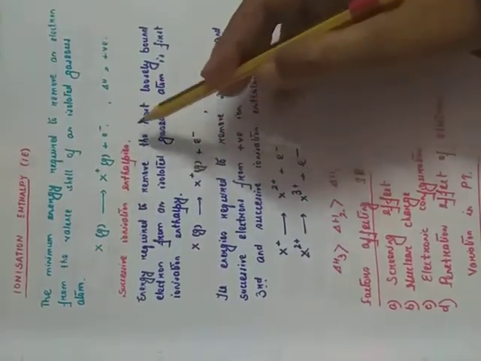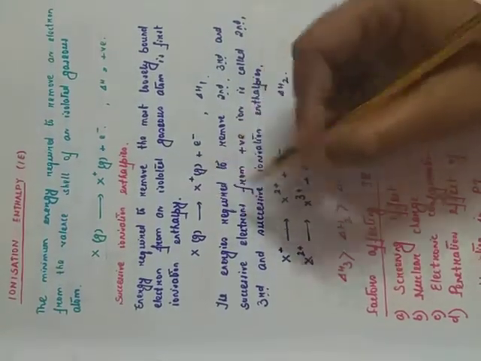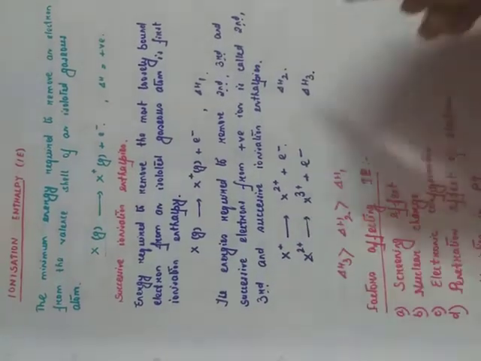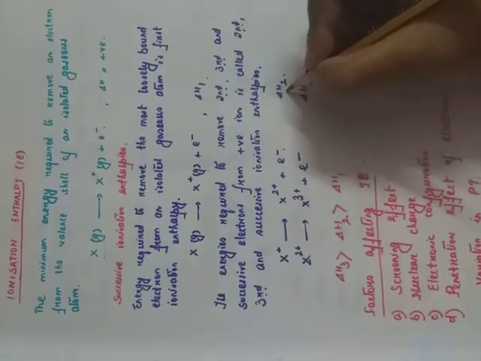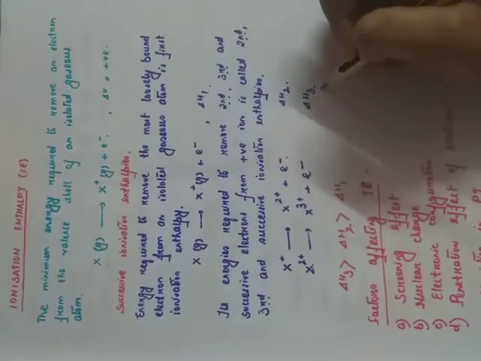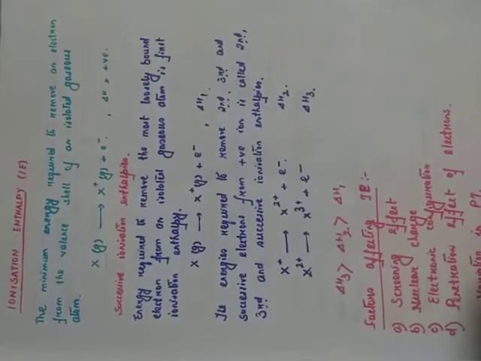Similarly, when we take out the second electron from a unipositive cation, this is called the second ionization enthalpy. When we take out the next one, this is called the third ionization enthalpy, and so on. So accordingly, these are called the successive ionization enthalpies.